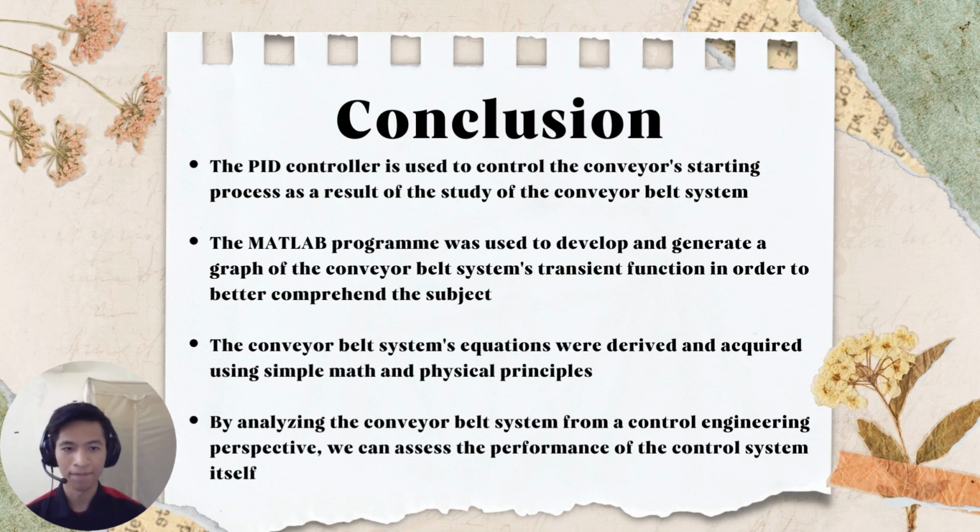The analysis can also help to determine whether the control loops within the conveyor belt system are properly tuned. Tuning involves adjusting the controller parameters to ensure optimal performance, such as minimizing overshoot, settling time, or steady state error.